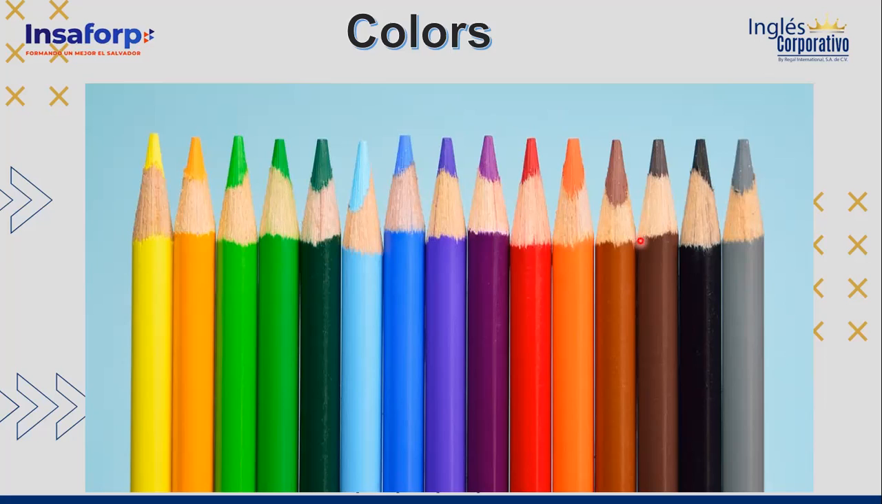I'll try, teacher. Okay, let's start over here, please. Gray. Black. Dark brown. Light brown. Orange. Red. And fuchsia. Okay. Purple. Blue. Light blue. Green. Light green, dark yellow, light yellow. Okay, that's great.